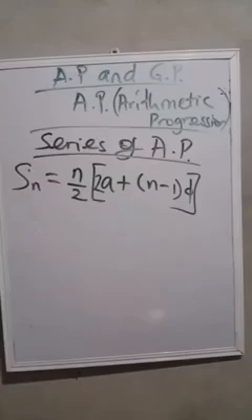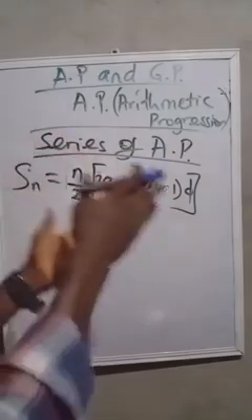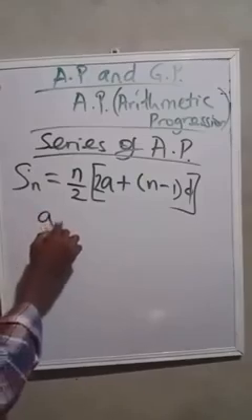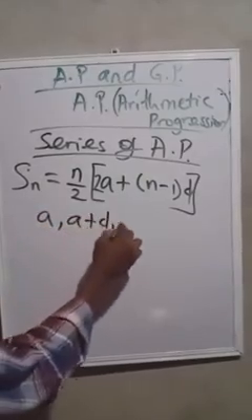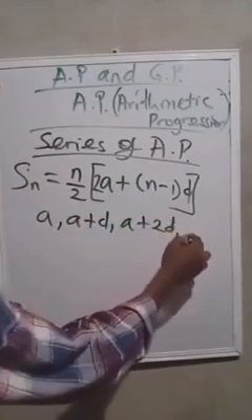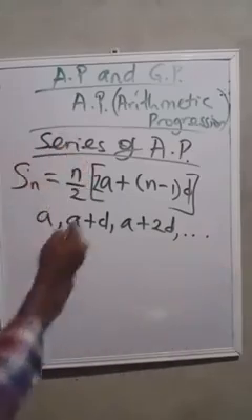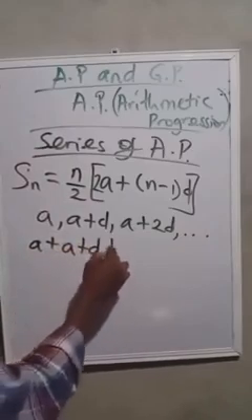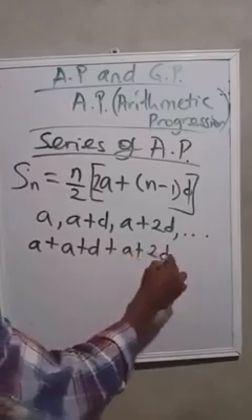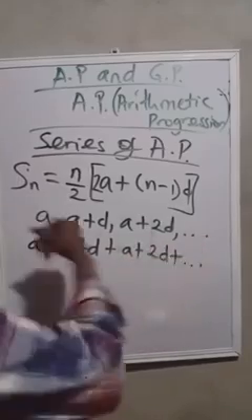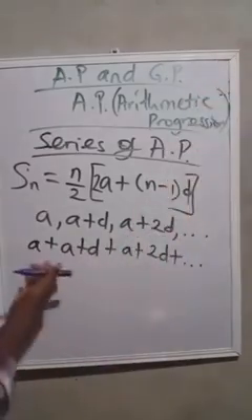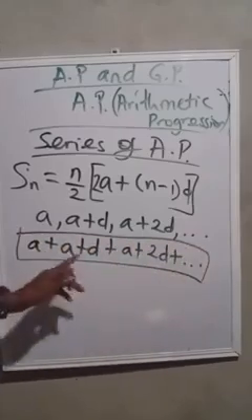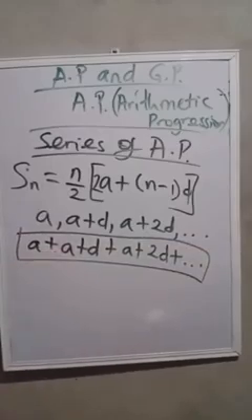Now, what does series mean? Series means the addition of all the terms in the sequence. We said we have the first term, the second term, the third term. Therefore, the series is a plus (a plus d) plus (a plus 2d) plus the remaining terms. So this is what we refer to as our series.